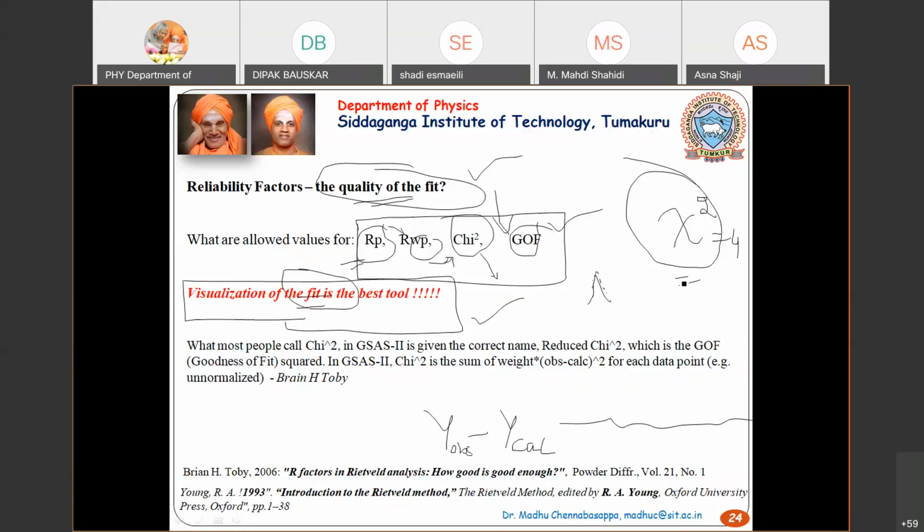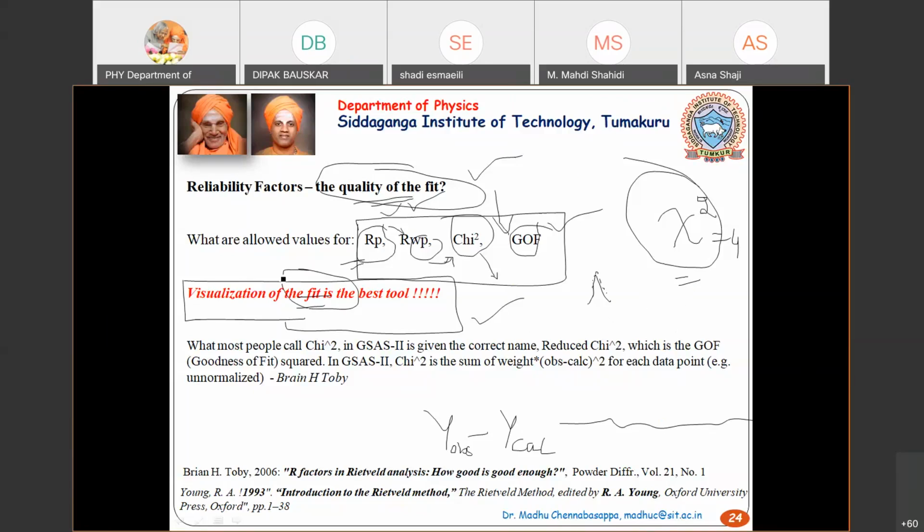When you try to publish the data, you can give these RP, RWP, and chi-square values, and that will give some information. But they may ask why your chi-square is not less. They will say your chi-square should be close to 1, or should be less than 3. It depends on how good your data is.